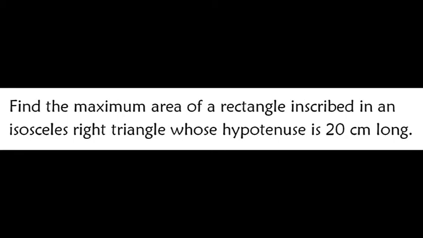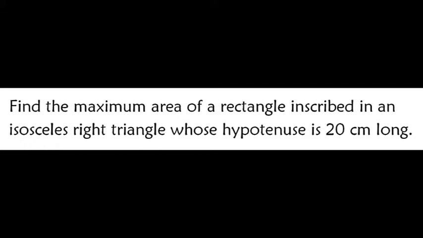So the optimum something is the most favorable point, degree or amount of something for obtaining a given result. We'll have a look at what it means in this example. You're asked to find the maximum area of a rectangle inscribed in an isosceles right-angled triangle whose hypotenuse is 20 centimeters long. So in this case, the optimal value is the maximum area of the rectangle.